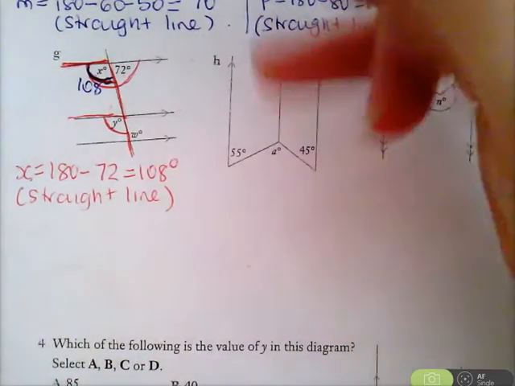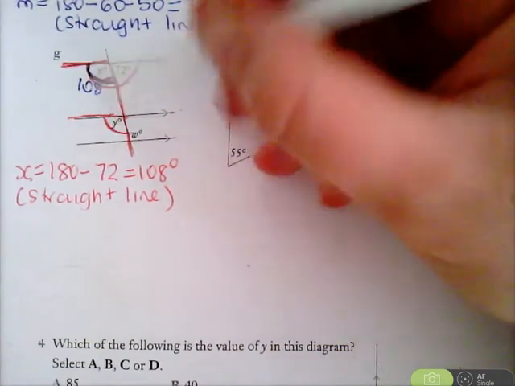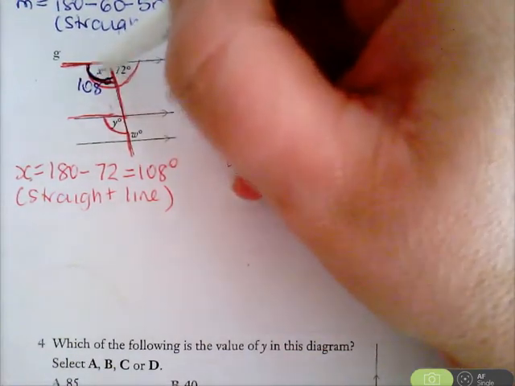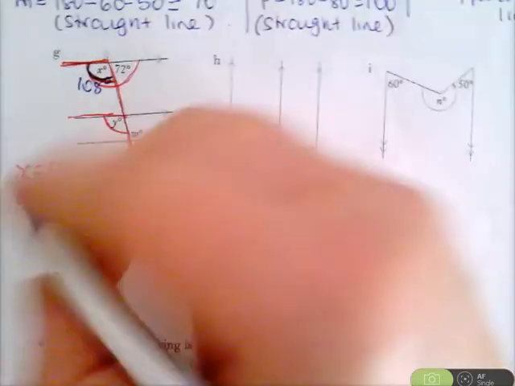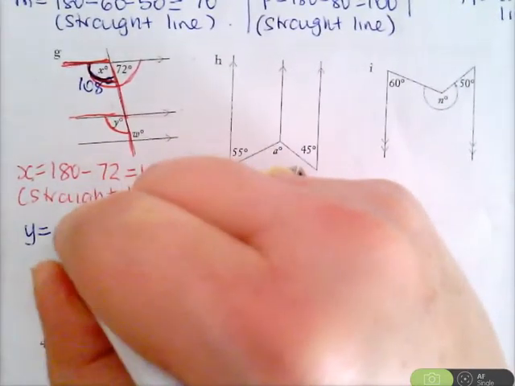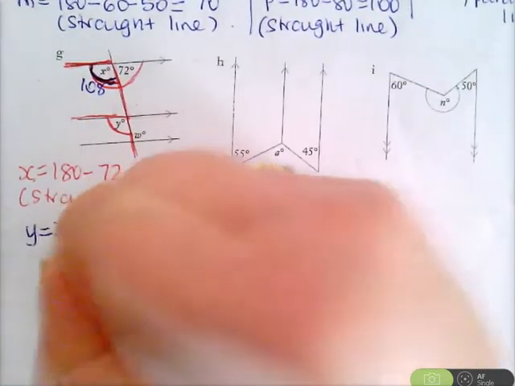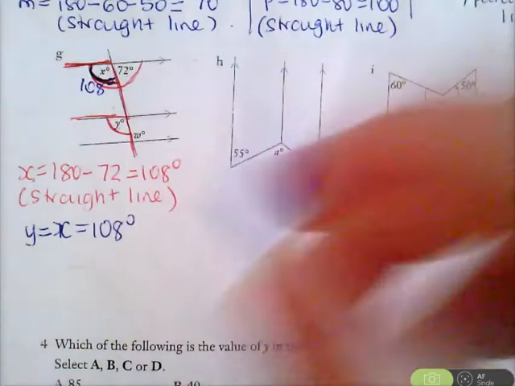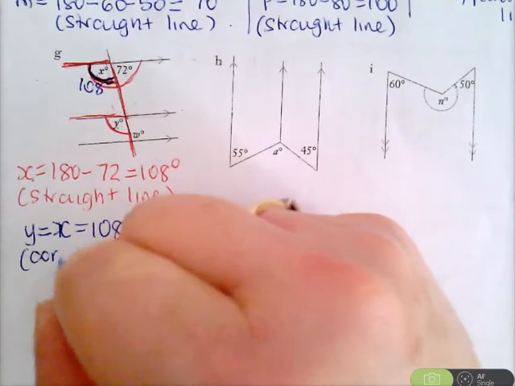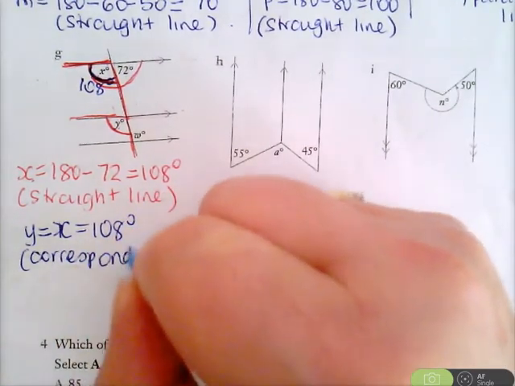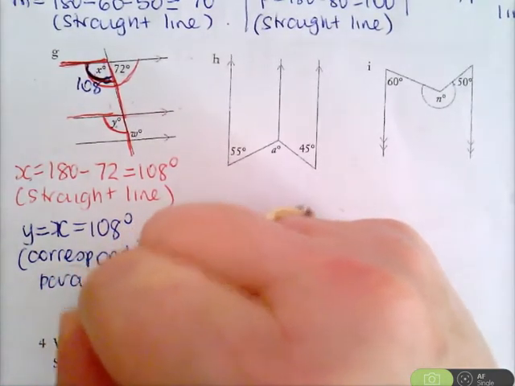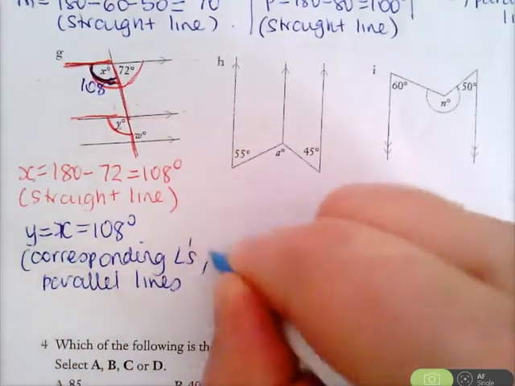So my backwards F gives me this one and this one. If you look at your diagram, the X and the Y are in the same position on the backward F. If you were driving along, you'd see that on this corner, it's the same as on that corner there. So Y is equal to X, which is 108. The reason is that they're in the same position, and the word for that is corresponding angles. And then we say parallel lines.